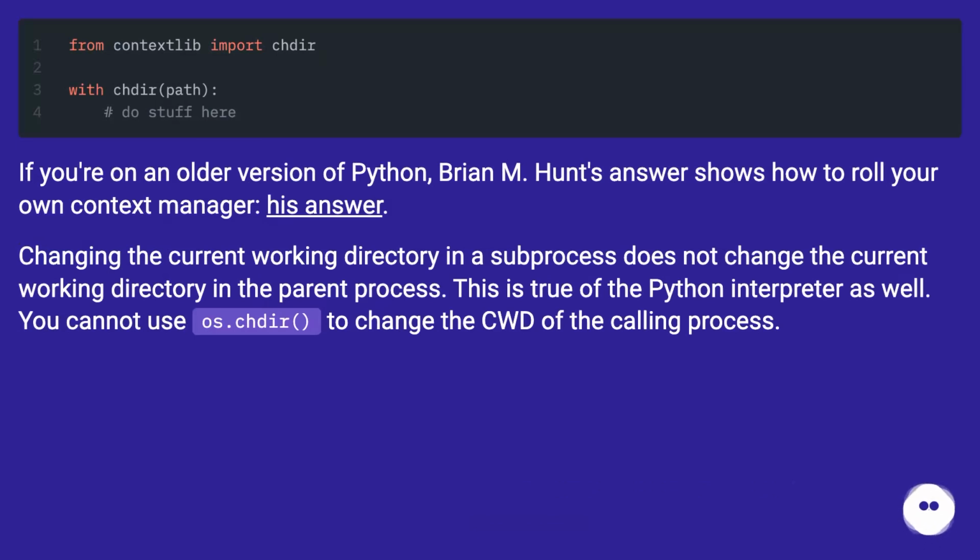His answer: changing the current working directory in a subprocess does not change the current working directory in the parent process. This is true of the Python interpreter as well. You cannot use os.chdir to change the CWD of the calling process.